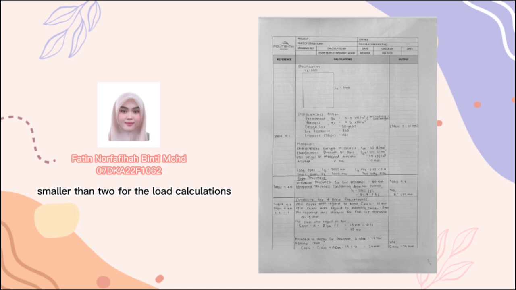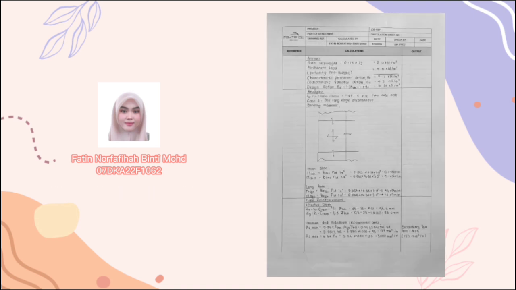For the load calculations, permanent load excluding self-weight is 4.0 kilonewton per meter square, variable load 2.5 kilonewton per meter square, self-weight of slab 3.13 kilonewton per meter square, total design load 9.63 kilonewton per meter square. For the slab thickness and cover, we chose the thickness of 125 mm, which meets deflection and fire resistance requirements. For the nominal cover, 25 mm, considering durability and fire safety.